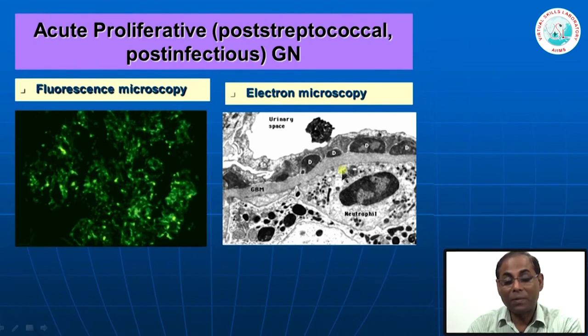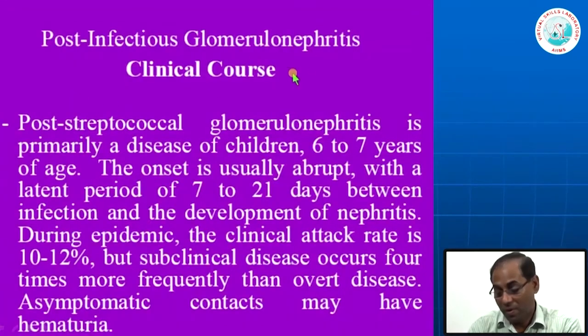When we see these typical deposits under EM, you can see that this is the epithelial side and this is the endothelial side. There are neutrophils which are coming up to remove the immune complex deposit from the endothelial side. But on the epithelial side, you typically see this electron dense hump formation. So, electron dense humps are the typical diagnostic electron microscopic feature of post infectious or post streptococcal glomerulonephritis. The clinical course. So, the acute nephritic presentation, how they behave.